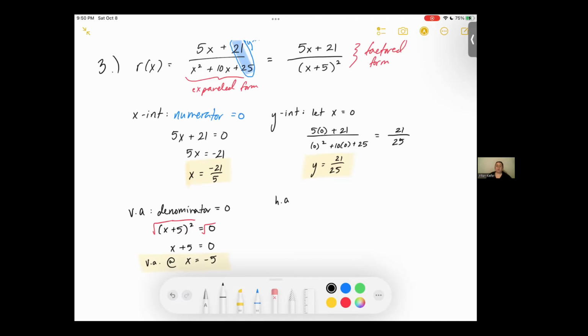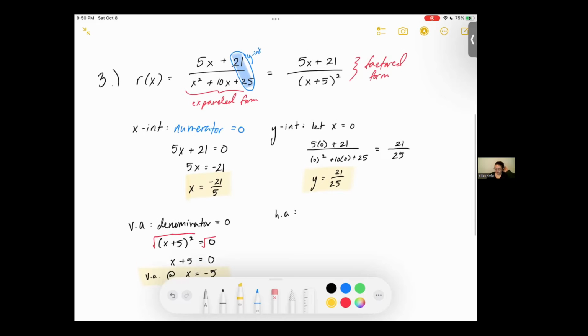All right, then we want to find the horizontal asymptote as well. So the horizontal asymptote, remember, is found by comparing the degree of the numerator to the degree of the denominator. If we look at the numerator, we have 5x. X by itself indicates x to the power of 1. So we have 5x to the power of 1 over x squared.